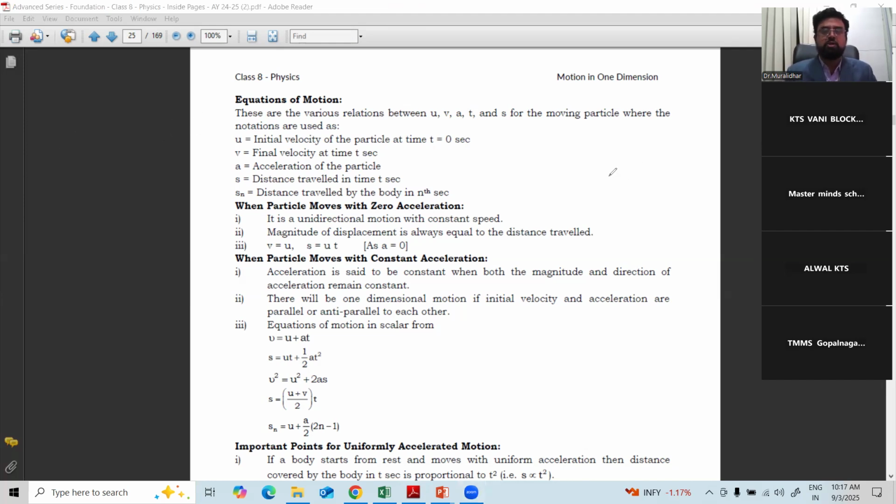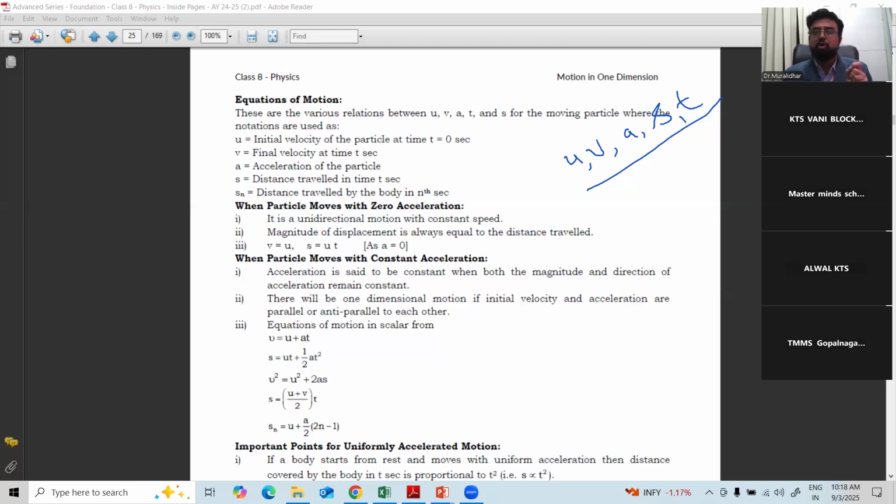We know what U, V, A, S, T are. These are the 5 physical quantities we come across for bodies in motion. U is the initial velocity, V is the final velocity, A is the acceleration or retardation, S is the distance or displacement, T is the time. All these terms are not independent. If you know some quantities, you can find out another quantity. It means there is a relationship.